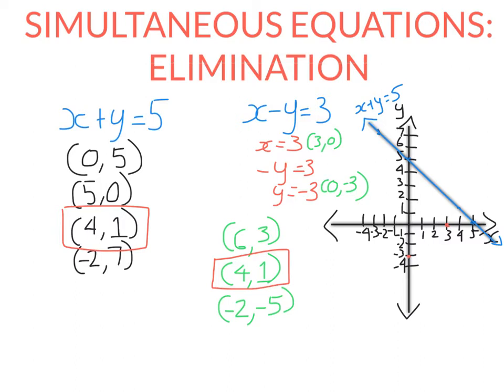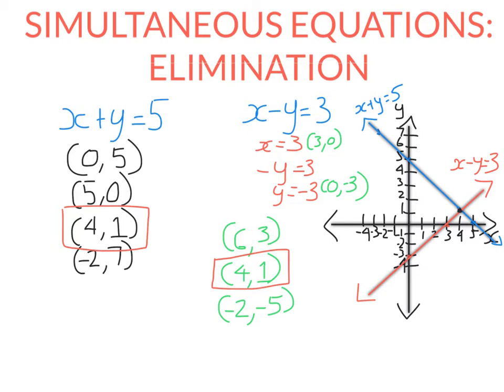So let's draw the graph of x minus y equals 3. Once again, each point along this line is a solution to x minus y equals 3. So notice both of them go through this point 4, 1. The solution to both equations is the point of intersection of the two lines. That's what we're finding when we're solving simultaneous equations.